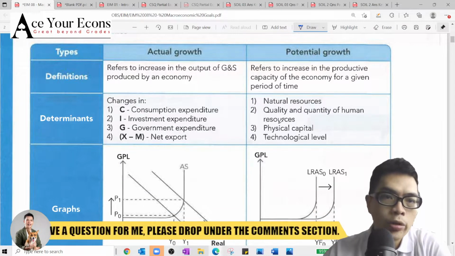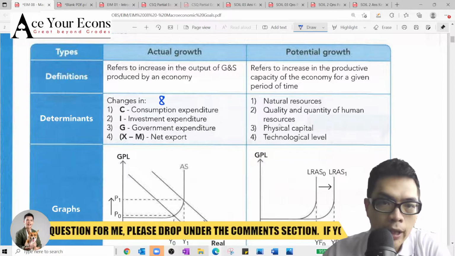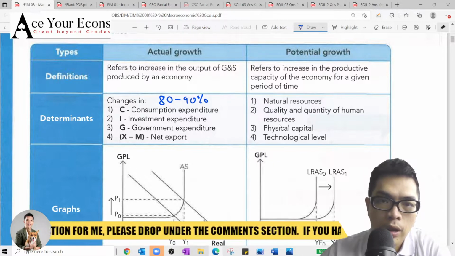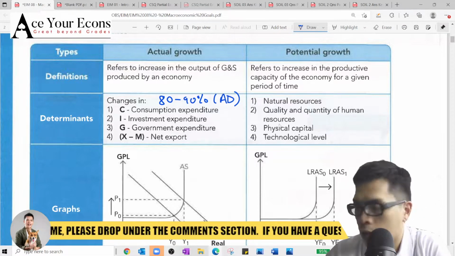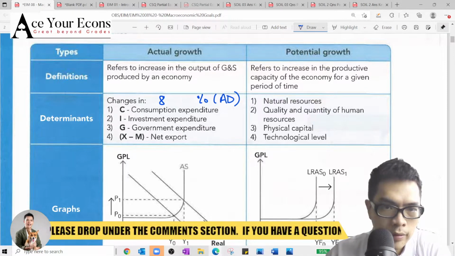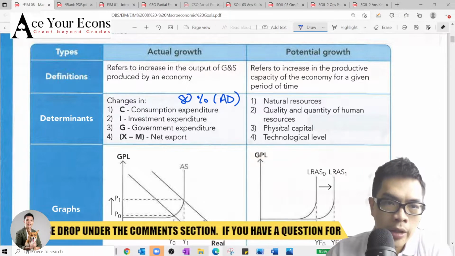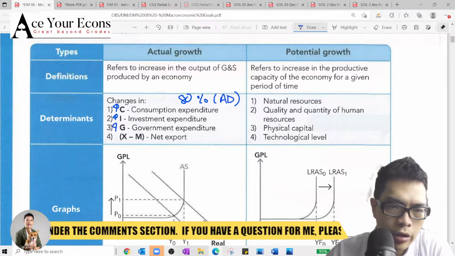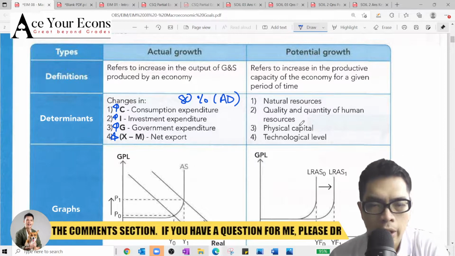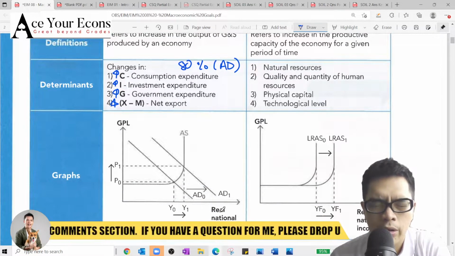For actual growth, most of the time, 80 to 90%, it is due to AD. I put 80%. Later on, I'm going to show another variation that was not in the book. So any change or increase in your C, I, G, X minus M is going to lead to actual growth, because there's an increase in the real national income.